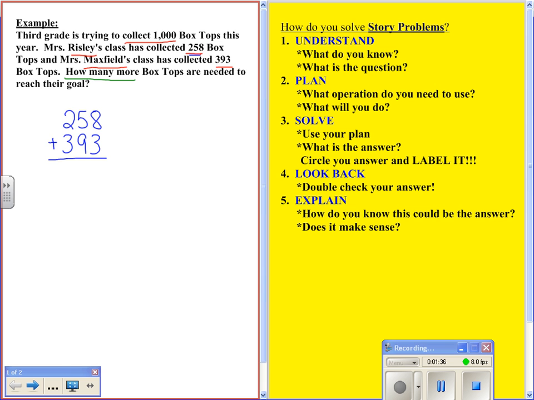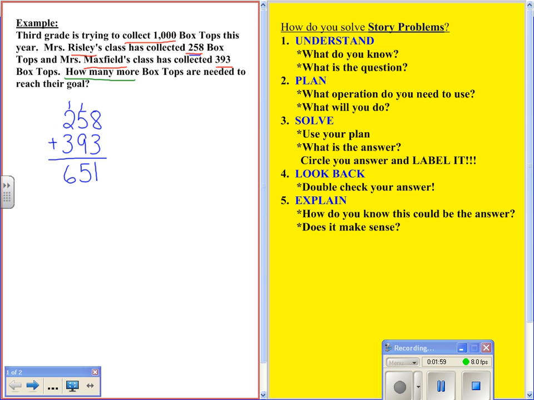So 8 plus 3 is 11. I'm going to regroup the 10. I'm going to do 9 plus 1 is 10. That gives me a combo of 10. Plus 5 more is 15. I'm going to regroup that 10. I know 2 plus 1 is 3, and 3 plus 3 is a double, so I know that is 6. So I know that so far we have collected 651 box tops.